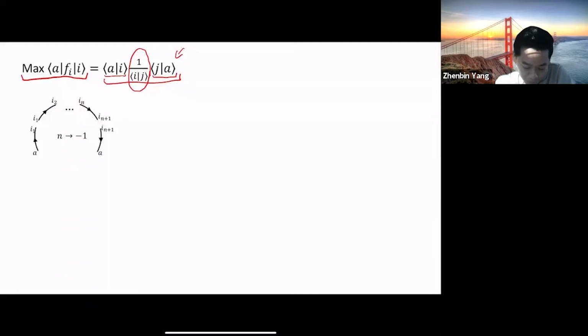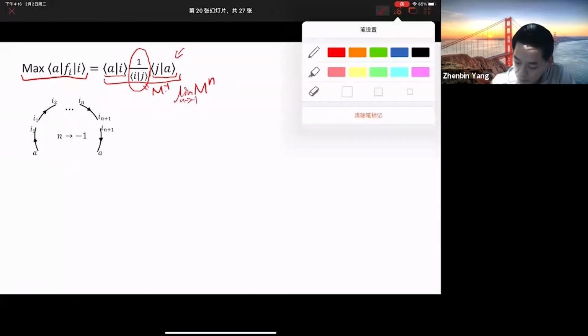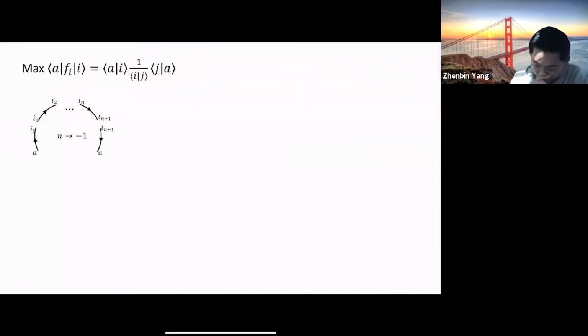And of course, we were using the replica trick. Let's denote this matrix as M. So we want to look at the matrix inverse, and the way we will do it is to take M to the n power and take the limit of n goes to -1. So that's corresponding to the following gravitational path integral.